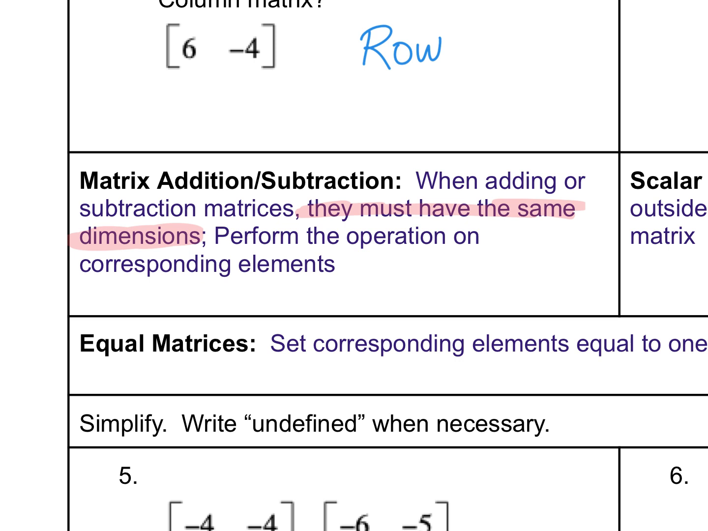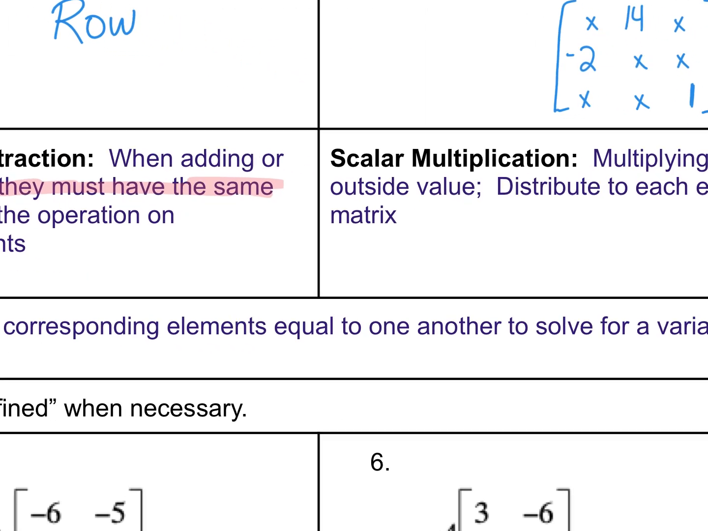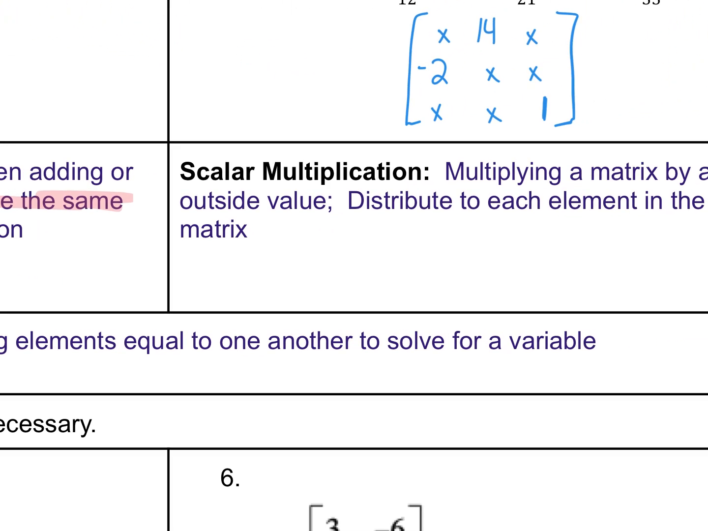And if they do have the same dimensions, then we're just performing whatever it is, addition or subtraction, on the corresponding elements, okay? So what I mean by corresponding is if it's element 1, 1 in the first matrix and we're adding, I would add it to element 1, 1 in the second matrix. Simple as that, okay?